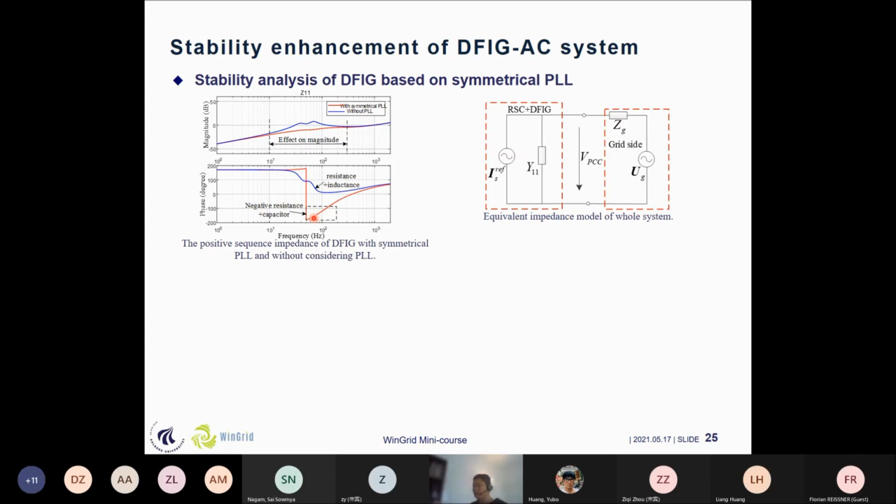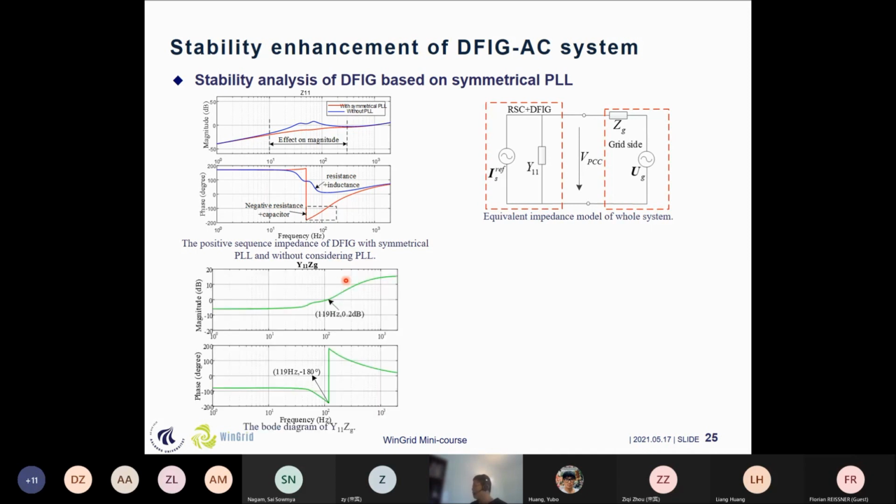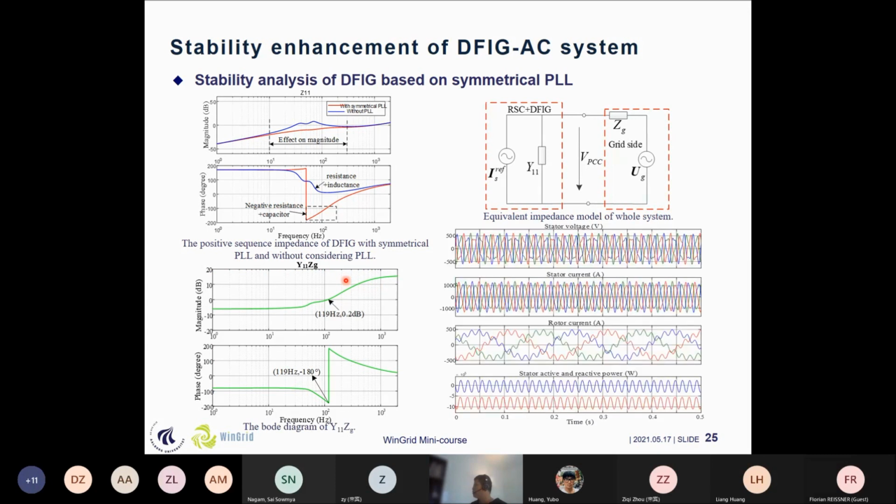Because under the weak grid, you may have a series compensated weak grid. It means that you have some capacitor and inductance, and if they are encountering together and you have a negative resistance, it will become unstable. So in order to verify this kind of instability issue, I have done some simulations. You can see here that under the weak grid, even if we are using the symmetric PLL, it will still have some instability issues.